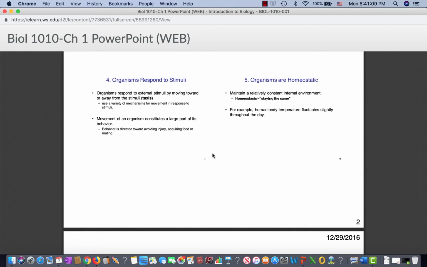Organisms must maintain homeostasis, which is a relatively constant internal environment. Homeostasis means remaining the same, staying the same. That does not mean it's always constant per se. For instance, your body temperature fluctuates throughout the day, but that means you do everything you can to counteract that change in order to stay as constant as possible.